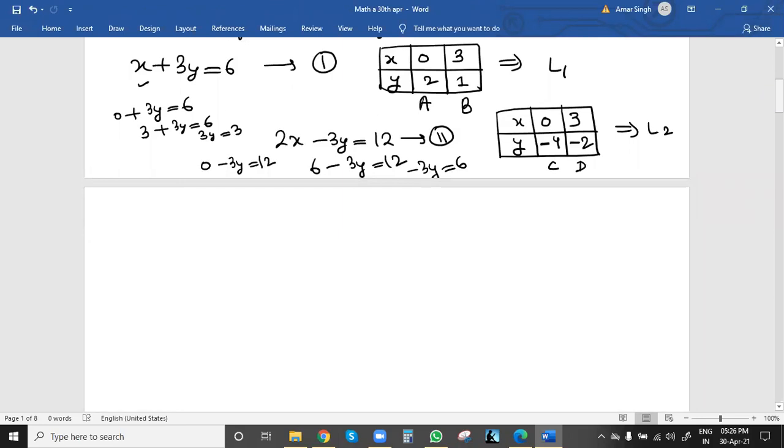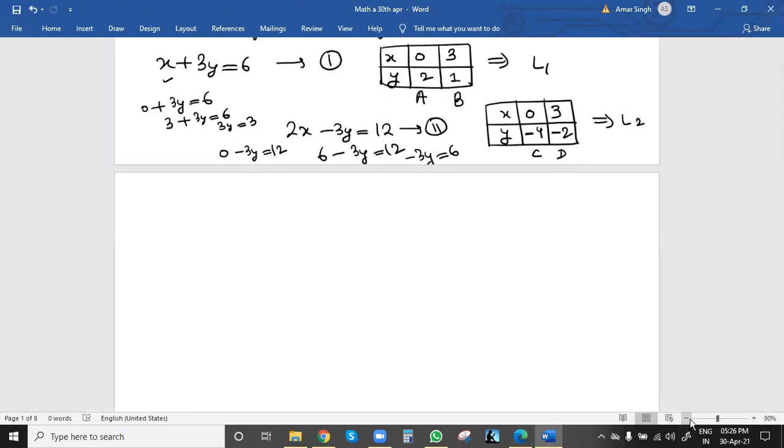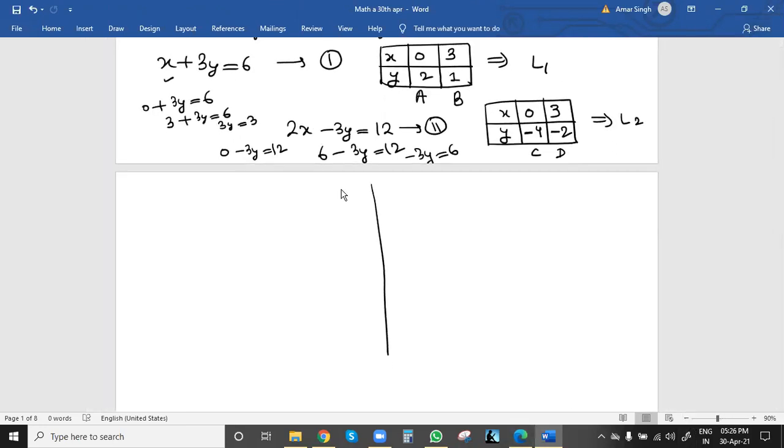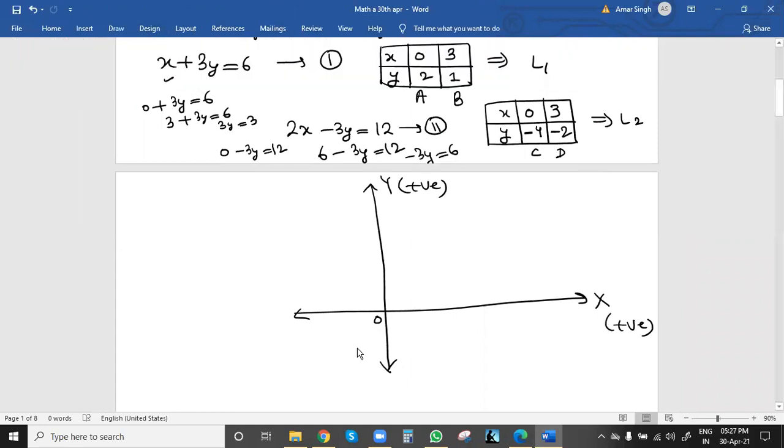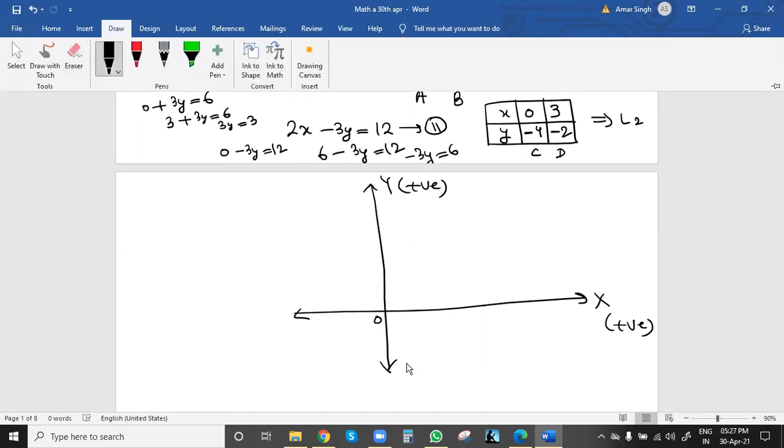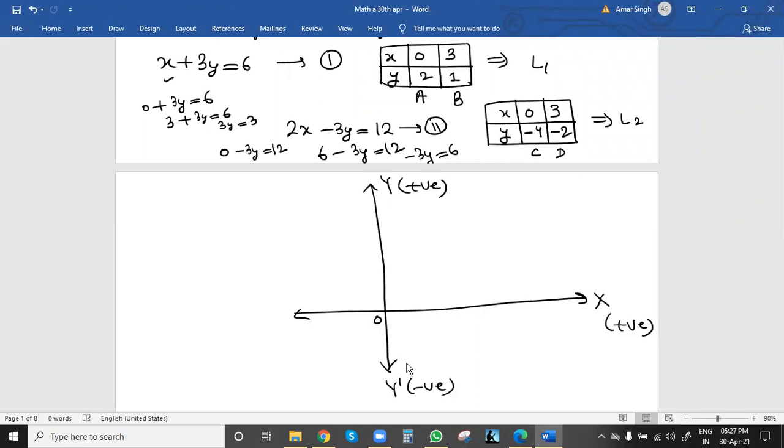So these are 4 points A, B, C, D. Now coming to the graph paper, the XY plane, we can have this will be Y, X, X, Y, x-axis, y-axis, 0. Here we can write positive because x is positive, y is positive. And here will be Y dash. Y dash is negative and X dash is negative.